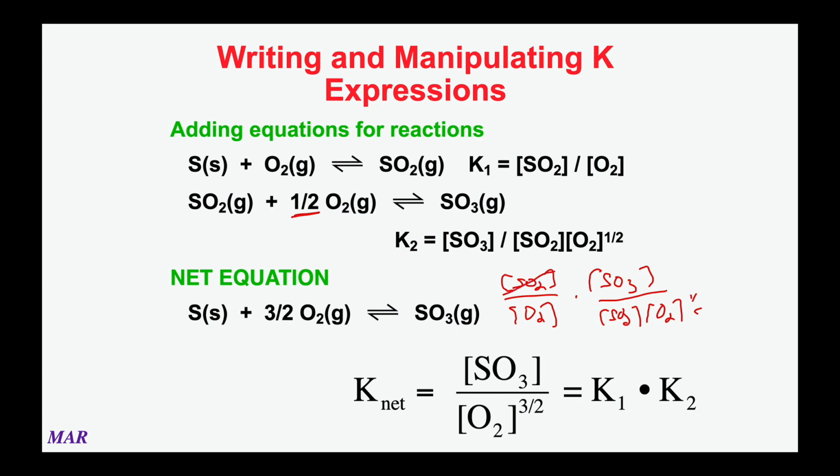You can see the SO2 divided by SO2 cancels out, so no SO2. And we have here an oxygen to the 1 power and an oxygen to the 1/2 power. In math, you can combine these into O2 to the 3/2 power, and the SO3 is still there. So literally, multiplying K1 times K2 will give you the K net, the one that you want, and the SO2 is kicked out. So if you have two equations and you combine them to give a net equation, overall K is going to be just the product, i.e. multiply the old K's together.